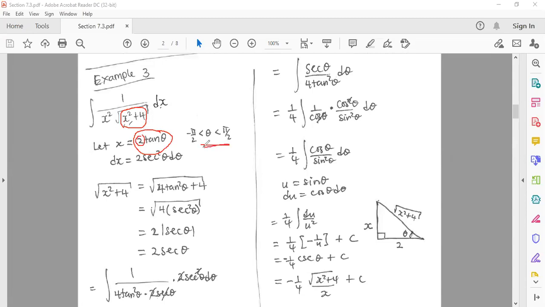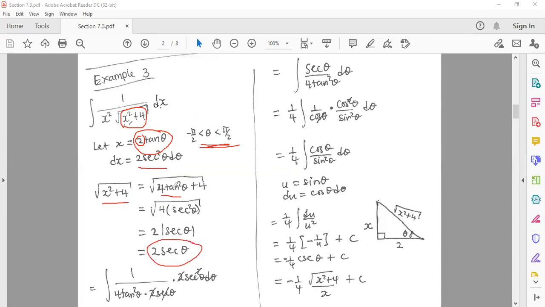Very important, theta lies between minus pi over 2 and pi over 2. You see I'm excluding the endpoints. When you do a tan substitution, you exclude the endpoints. Now if you differentiate, you just have 2 sec squared. As usual, I take out the root and I simplify it on the side. Everywhere I see x, I put my 2 tan theta. If I simplify, I end up with 2 sec theta.